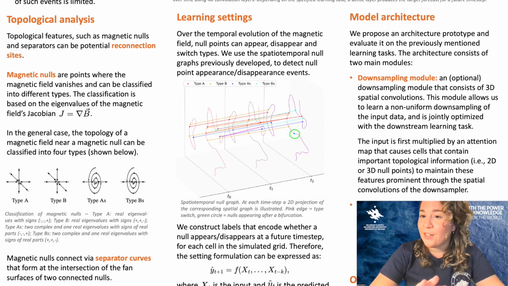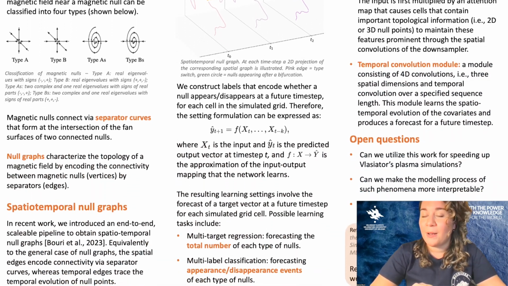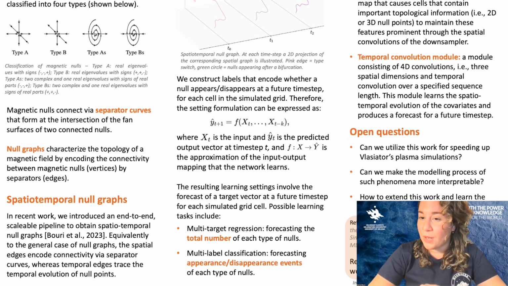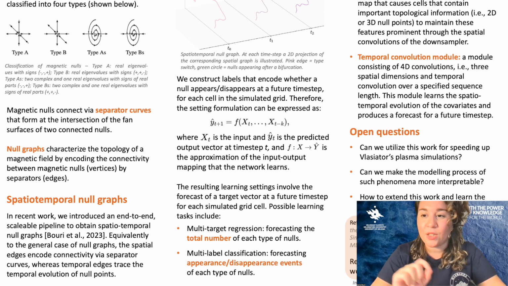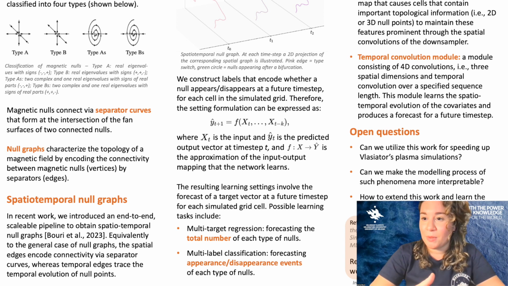So we have 3 learning settings that we explored in this work. One multi-target regression task, where we forecast the total number of null points of each type for each grid cell, and 2 multi-label classification settings, under which we forecast whether a null of a specific type appears or disappears, again within each grid cell.